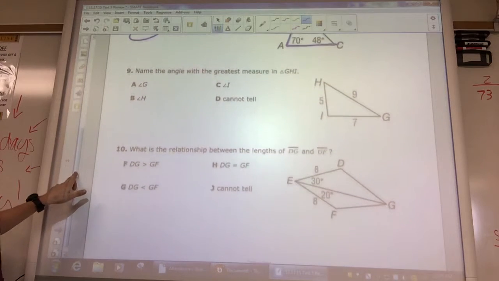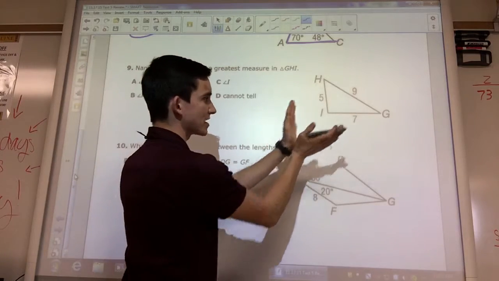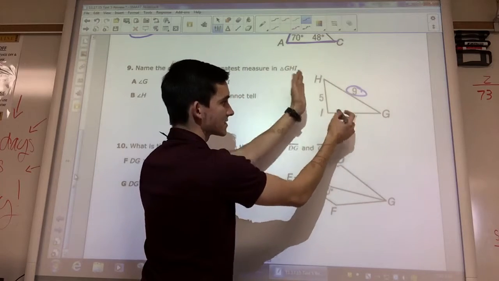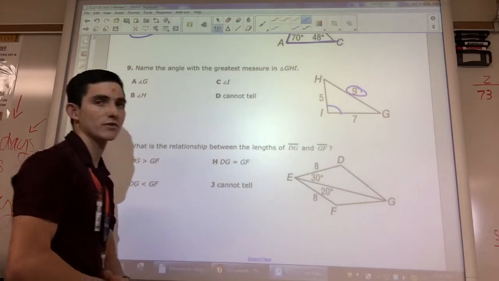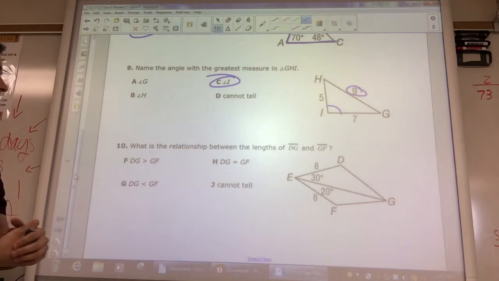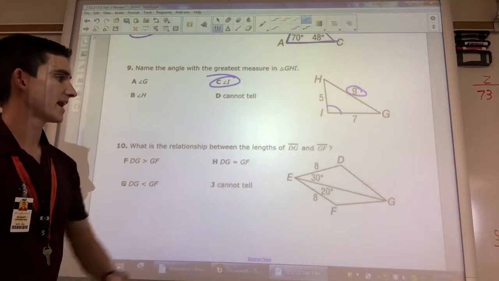Name the angle with the greatest measure. Okay, it's the same idea except reverse. The angle with the greatest measure is going to be the angle that creates the longest side. In this case, that's the longest side, so the largest angle is this one right here, okay, across from it. So, angle I. What is the relationship between the lengths of DG and GF?